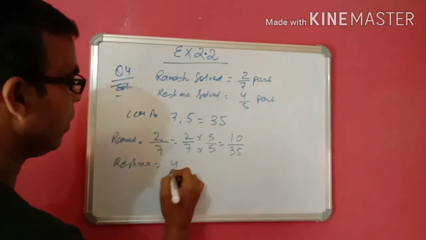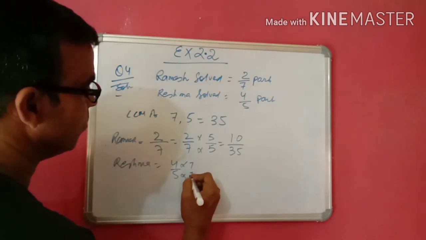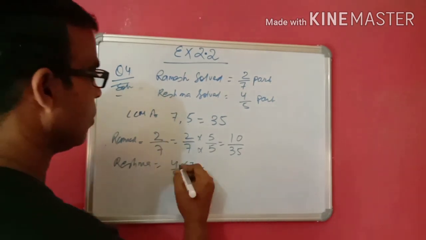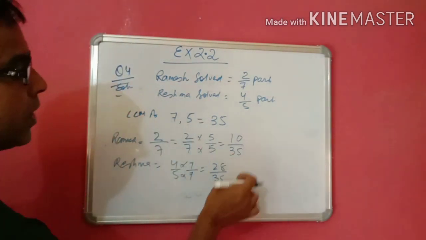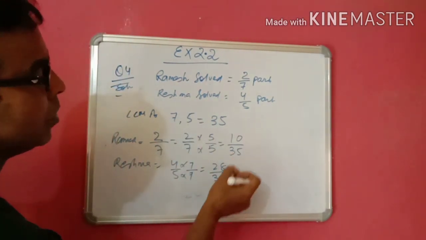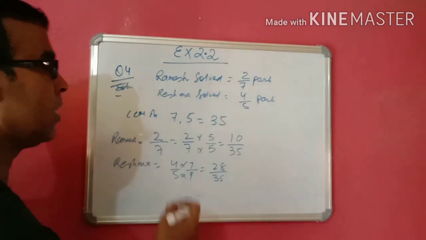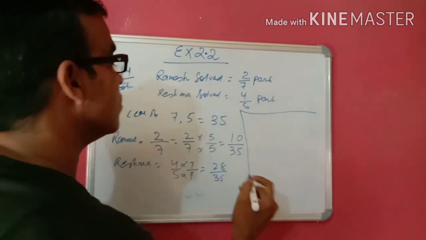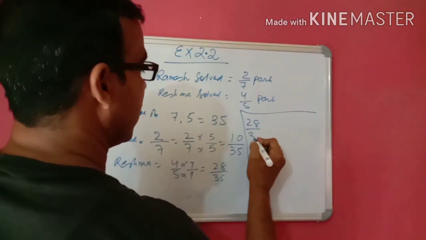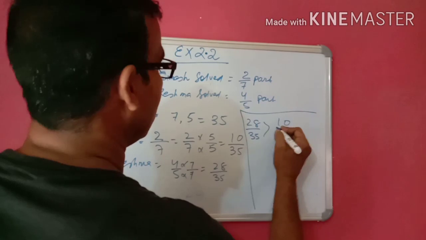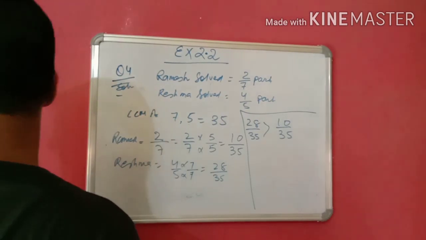Now Reshma solved what? 4 by 5. I have to make the denominator 35, so I have to multiply by 7. So this is 28 by 35. Now see, from here I can compare. The denominator part is same. Whose numerator is greater? Obviously Reshma. Therefore 28 by 35 is greater than 10 by 35.